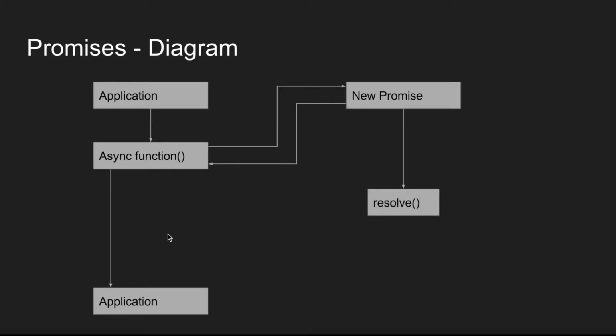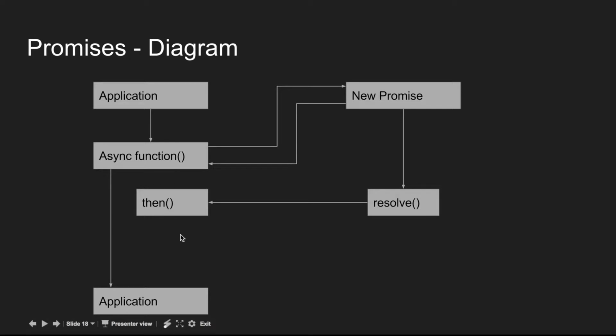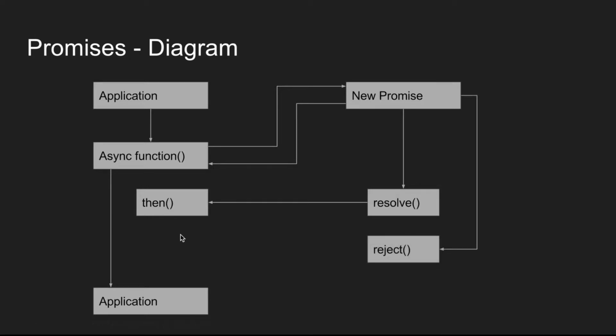Now once the data comes back off the web service call, you resolve the promise, which then goes back to the then callback on the promise in the application. Or if the API call failed, you would call reject, which would then call the catch callback function in the application.